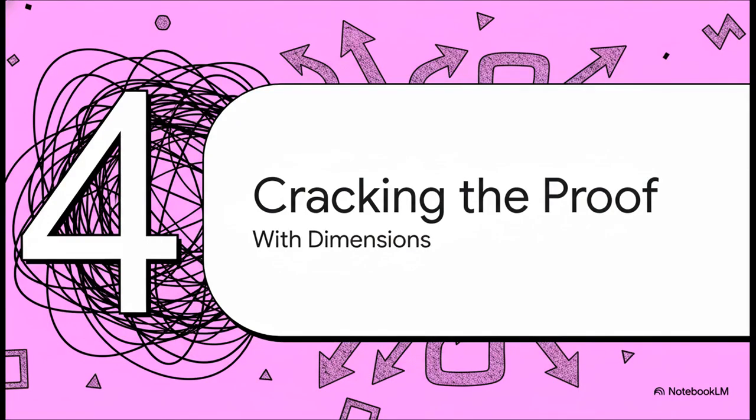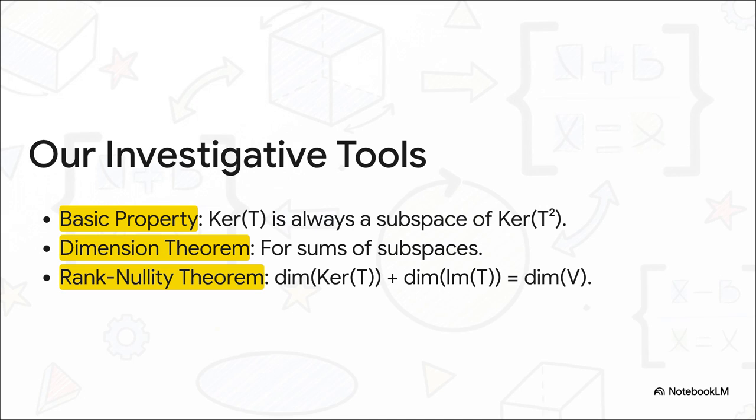We can't just plug in values like we did before, because this has to be true for any transformation T. Instead, we have to use the pure logic of vector space dimensions. This is going to be our final deduction. And here are the tools we'll use for this last part of the investigation. First, a basic property. Anything that T sends to 0 will definitely also be sent to 0 by T squared. Then, we bring out the big guns, the dimension theorem for sums, and the famous rank nullity theorem.